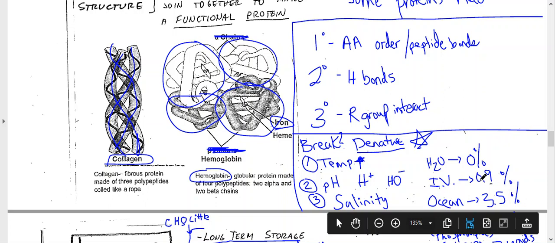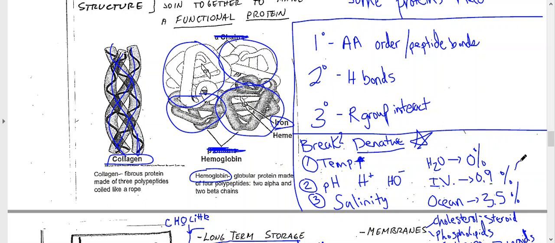0.9% is the salinity of your cytoplasm and of your blood. Right? So this is us. This is us. There we are.